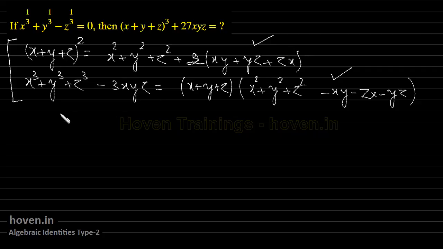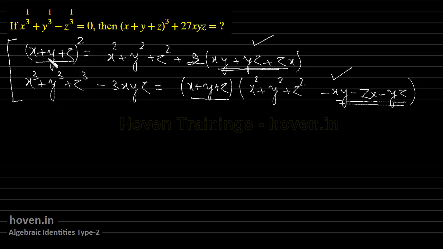And let us now start solving our questions. Before I go on to our questions, let me show you that this formula has x plus y plus z, and this one also has x plus y plus z. This also has a paired sum. This also has the same value here.